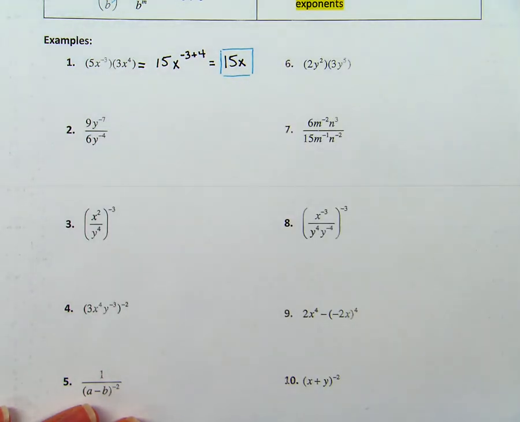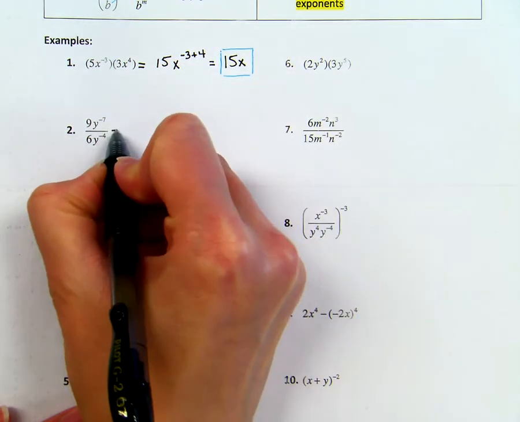In the next problem, we've got a division. Again, the coefficients work together as they normally would. We can divide the 9 and the 6, find a common factor, and work from there. The variables, however, will use our new rule. Since we have a y and a y, the same base number, we will take and subtract our exponents. So let's give it a try.